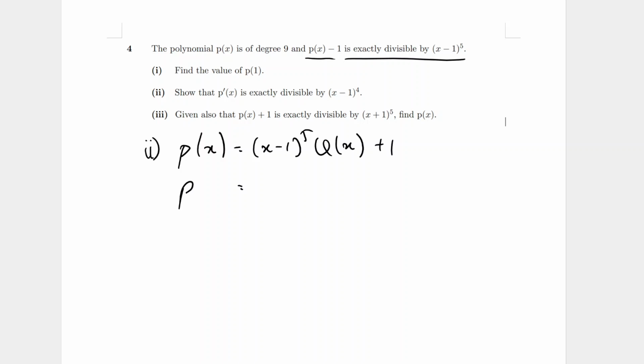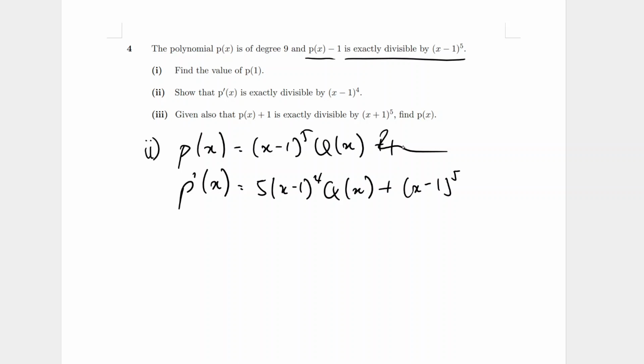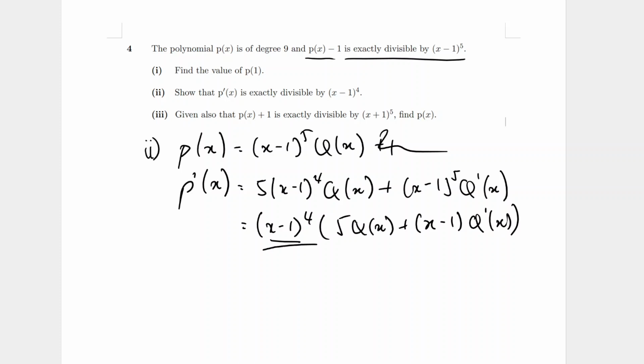So now I have p prime of x equals what? Product rule, yeah? The 1 goes away, obviously. So I have 5 times (x minus 1)^4 q(x) plus (x minus 1)^5, and some people would say, oh no, I have no clue what q is, how do I differentiate it? Well, just write q prime of x. Why bother? So this becomes (x minus 1)^4 factorized: 5q(x) plus (x minus 1) q prime of x. So there is a factor of (x minus 1)^4. Okay, part 2 done again. This is quite a gentle question, actually. I wish I had that.